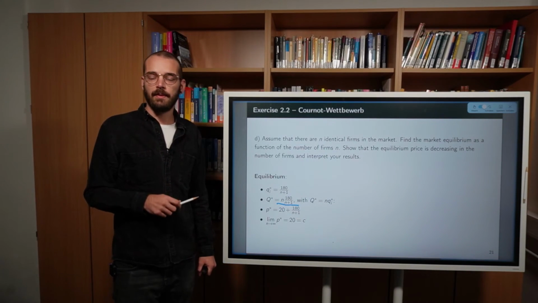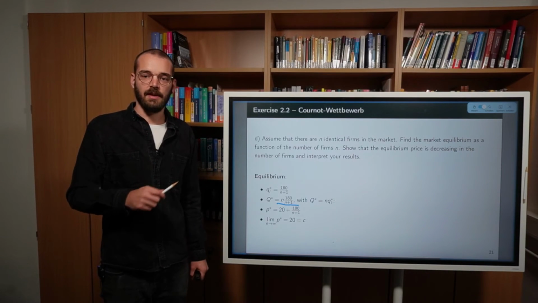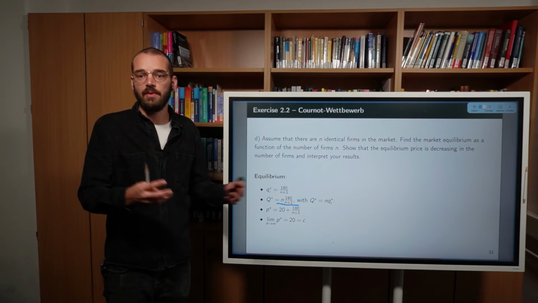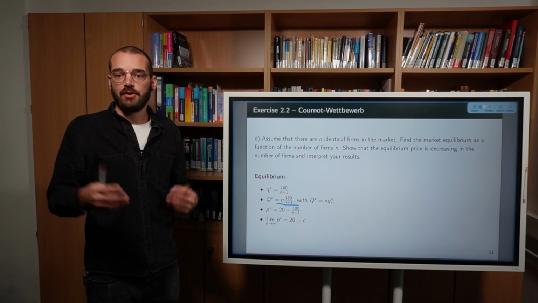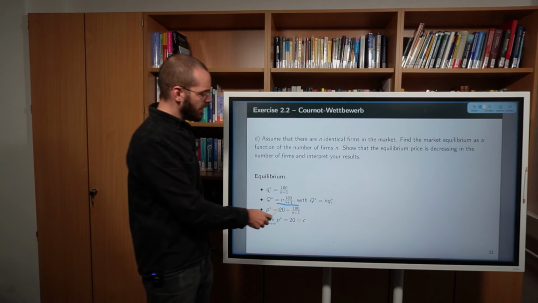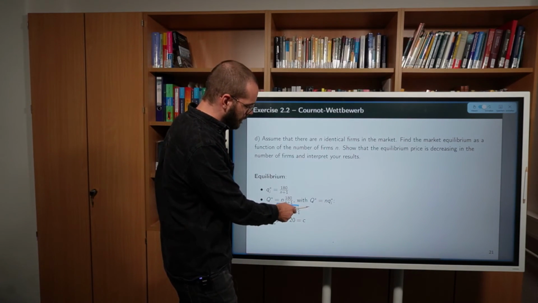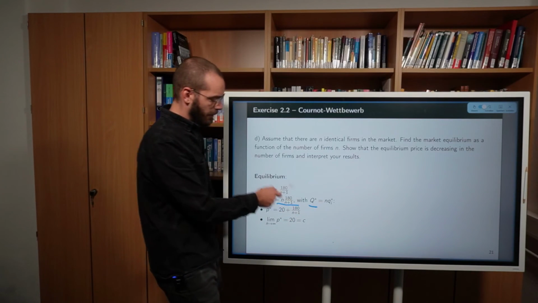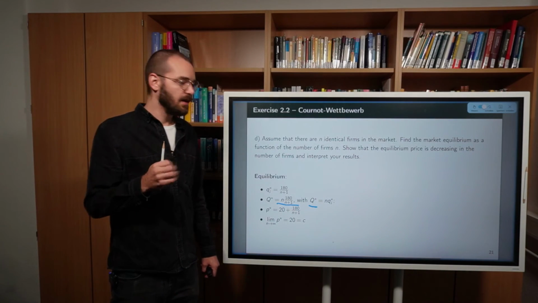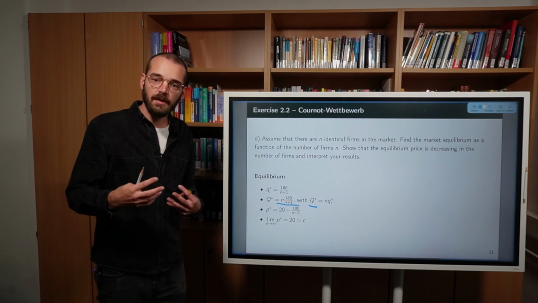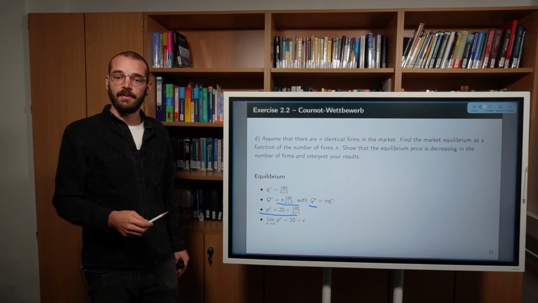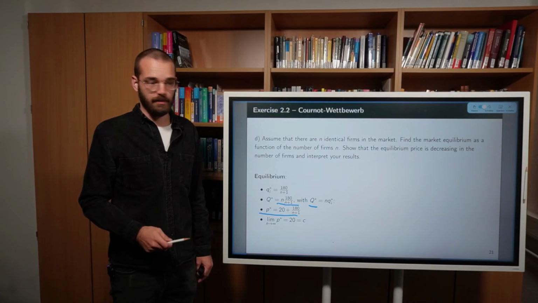And how do we find the equilibrium price? Basically, as we always do. We have a demand function, and this demand function is linking Q and P, so Q as a function of P, or P as a function of Q, depending on whether we are looking at the demand or the inverse demand function. And we can now simply plug the market equilibrium quantity, capital Q star, into this demand function, solve for P, and then we know the market price in equilibrium, again as a function of the number of firms.